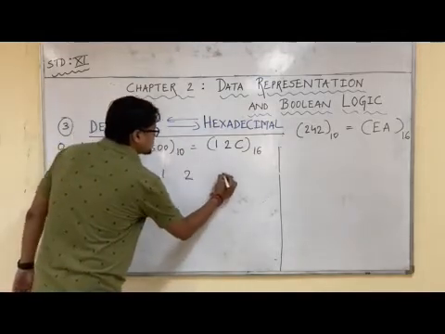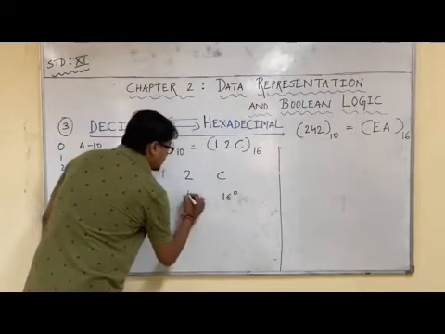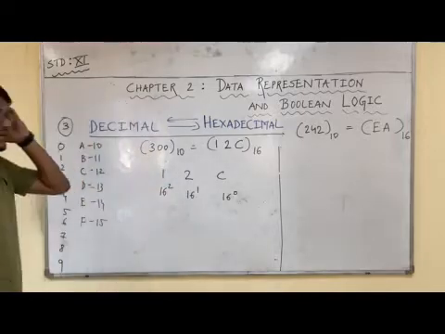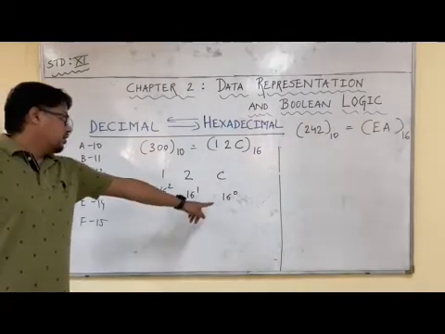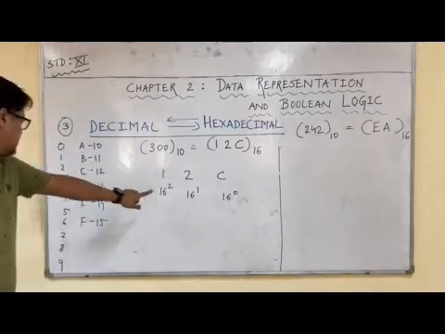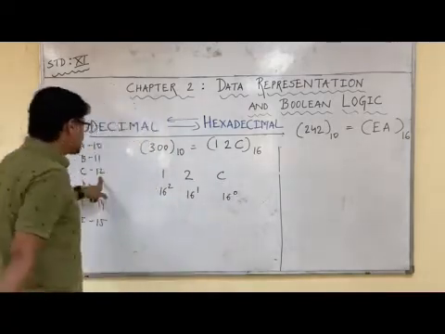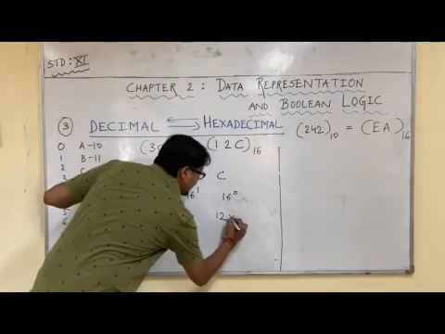1, 2, C. Now what base do we have to write? 16 to the power 0, 16 to the power 1, 16 square. What is 16 square? I think it is 256. So let us start. C means 12. 16 to the power 0 means 1. So we will write 12 into 1.